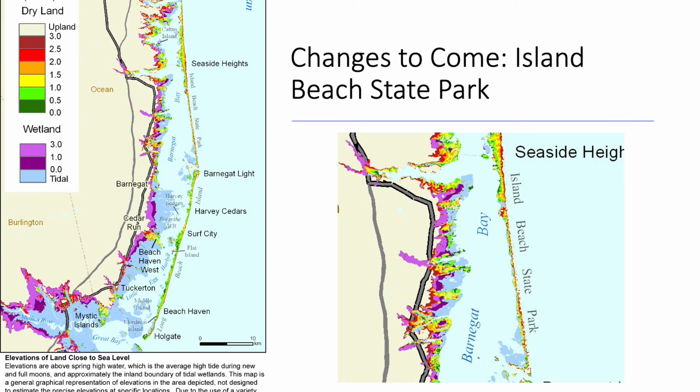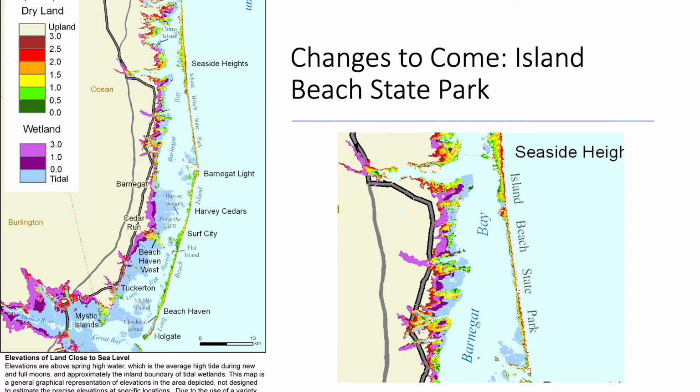What this image shows is, it's created by the United States Environmental Protection Agency. It shows the various height, the elevation rather, of Island Beach State Park and some of the mainland. The highest elevations here above sea level are about 3 feet.